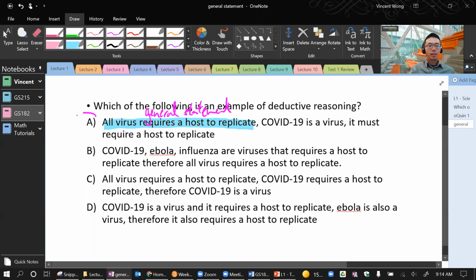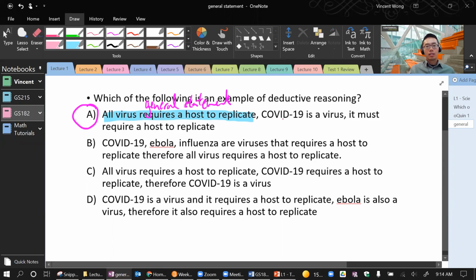So this would be the correct answer. But let's take a look at the other ones and see why they are not deductive reasoning. COVID-19, Ebola, influenza are viruses that require a host to replicate. Therefore, all viruses require a host to replicate. Right? So this is going from specific to general, right? You have many different examples.